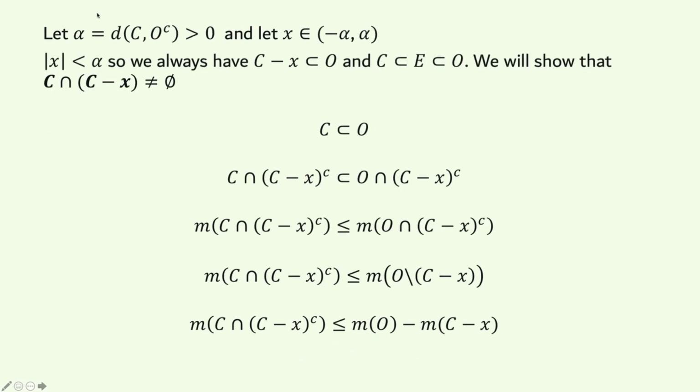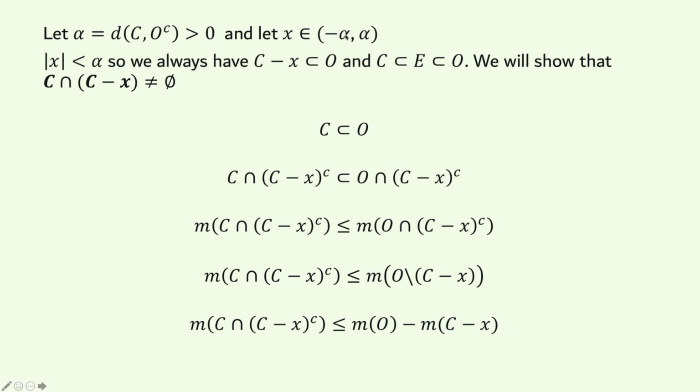Now we're actually going to use this as our alpha. If we remember the definition of the Steinhaus theorem, we wanted an alpha greater than 0. So we'll pick alpha to be the distance between C and O complement. And we're going to let x be an arbitrary real number inside of the interval (-alpha, alpha). And so obviously what we want to show later is that x is in E star too, to show that this interval is a subset of E star.